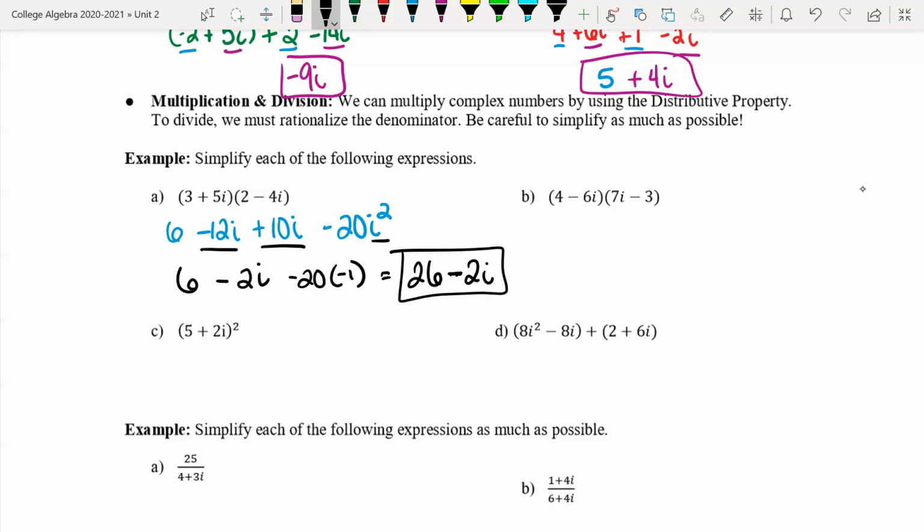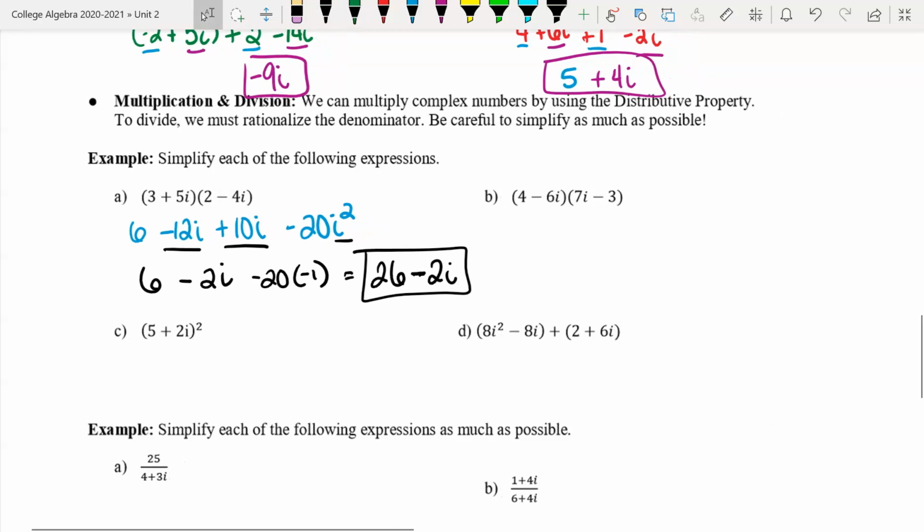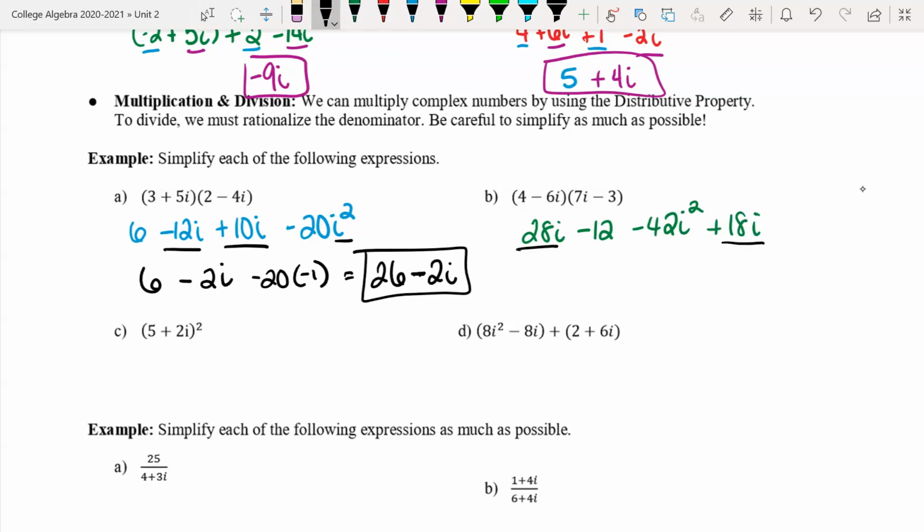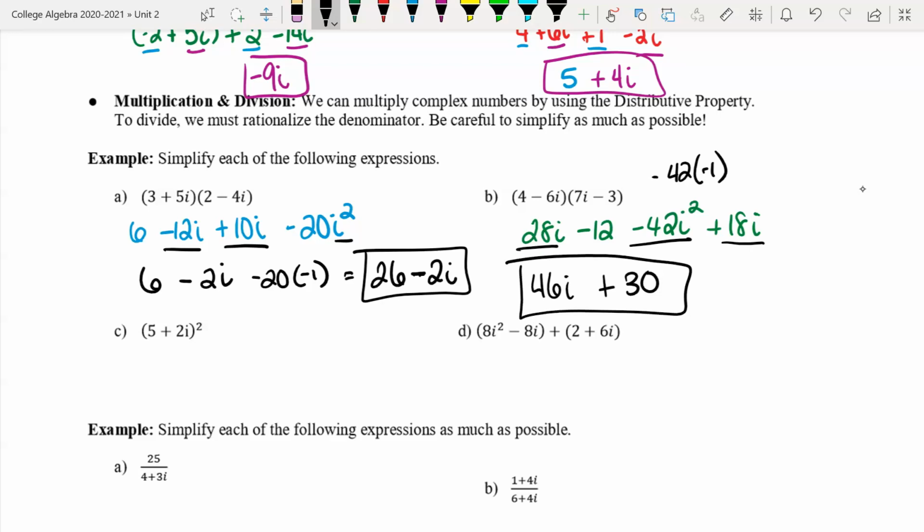Whenever you FOIL, I challenge you to pause the video and try B. Same thing, distribute. When you do this, all I can do is combine those. So that becomes 46i. Remember, this is negative 42 times a negative 1, so that turns into plus 42. So I have plus 30 because I would take 42 minus 12 to get that 30.